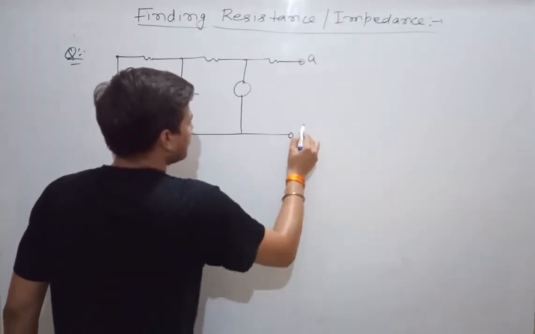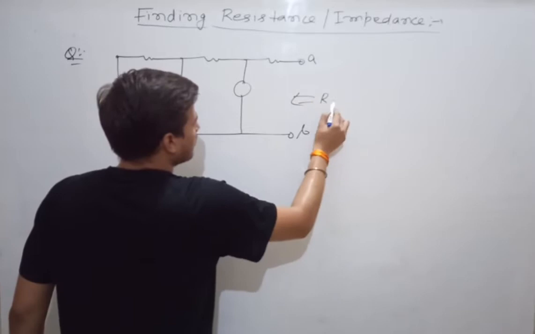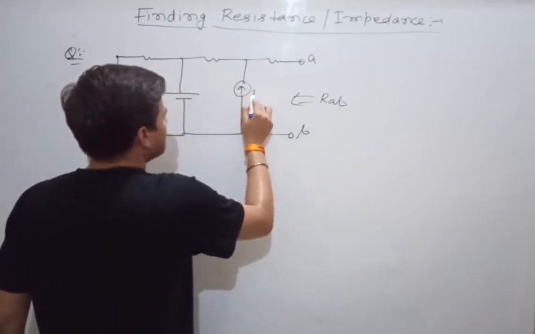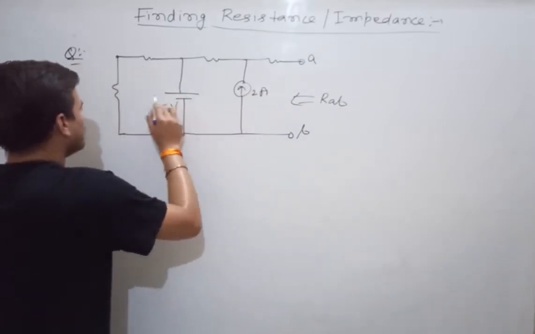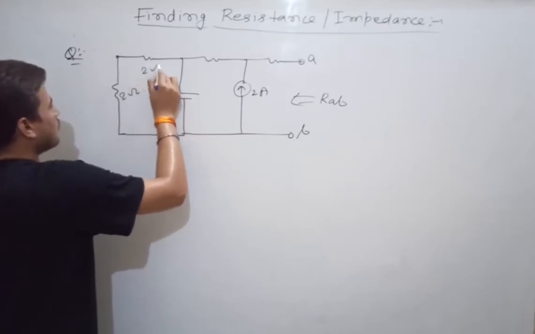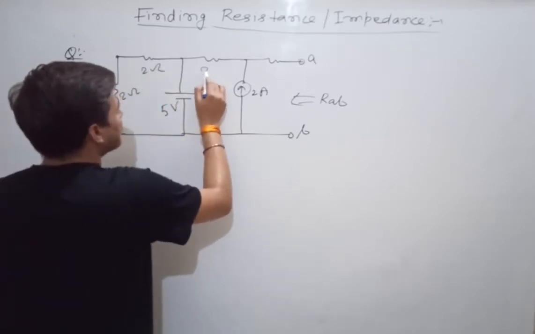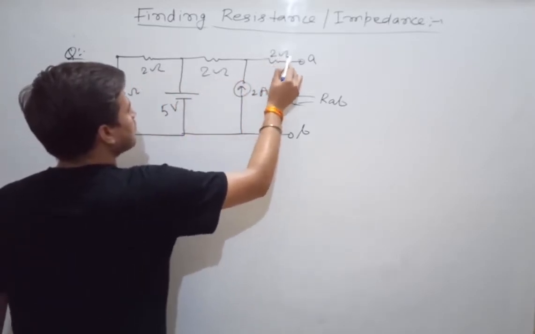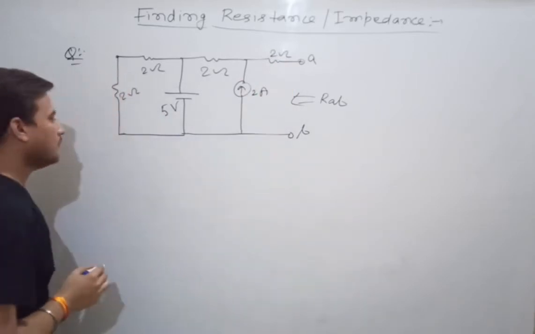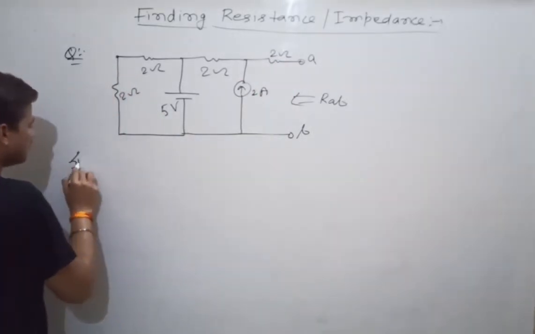Between terminals A and B, you have to find RAB. It is given 2 ampere, 5 volt, 2 ohm, and 2 ohm. Here it is 2 ohm, here it is 2 ohm. You have to find RAB. So what will you do? Come to the solution.